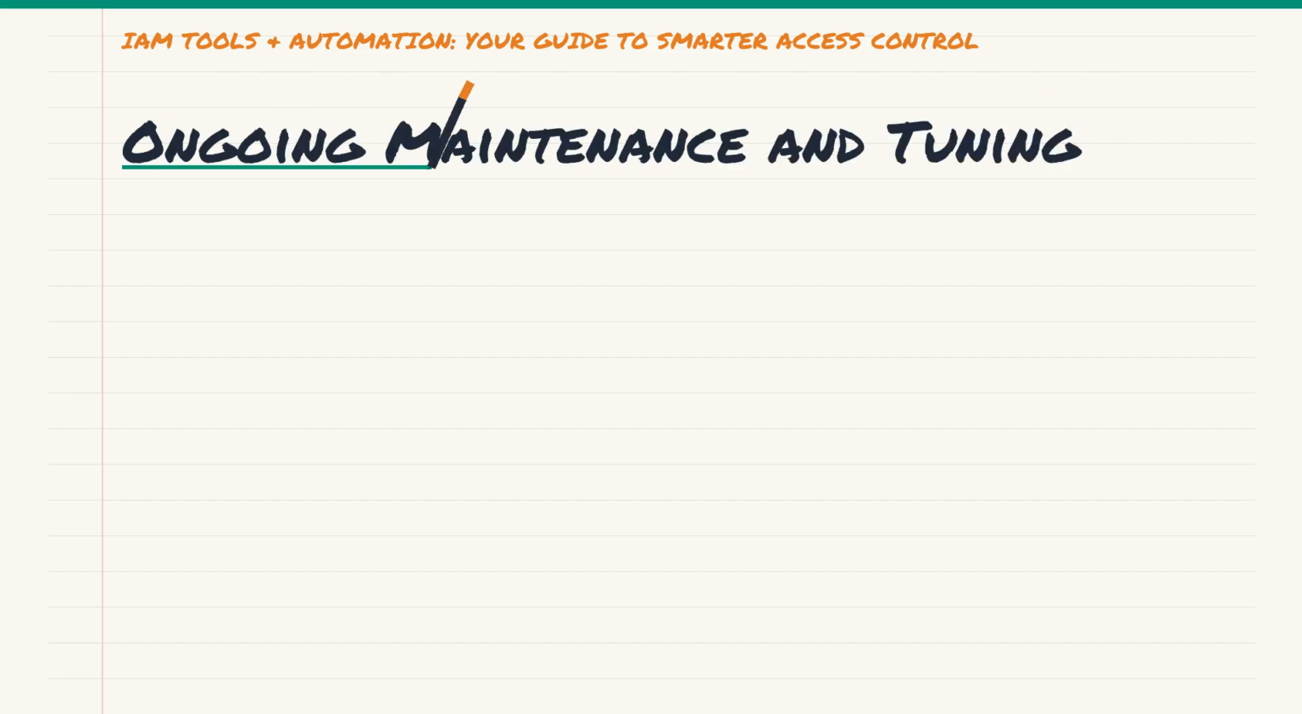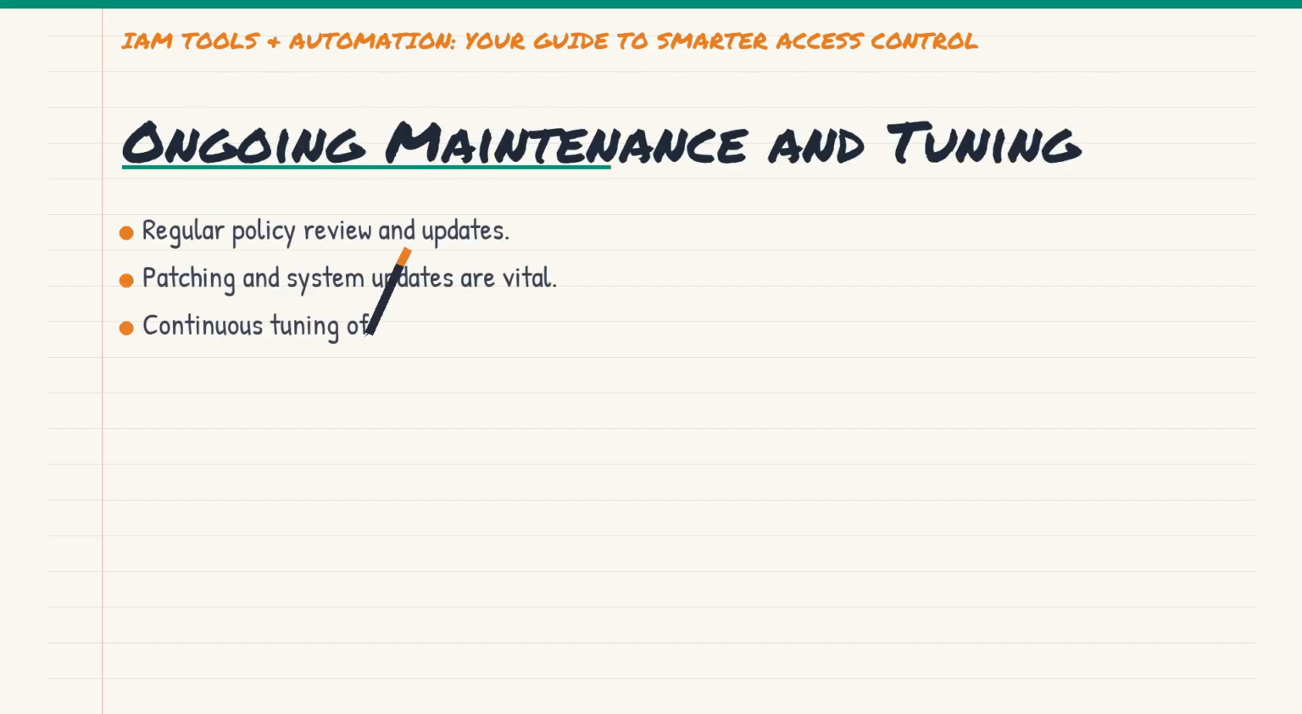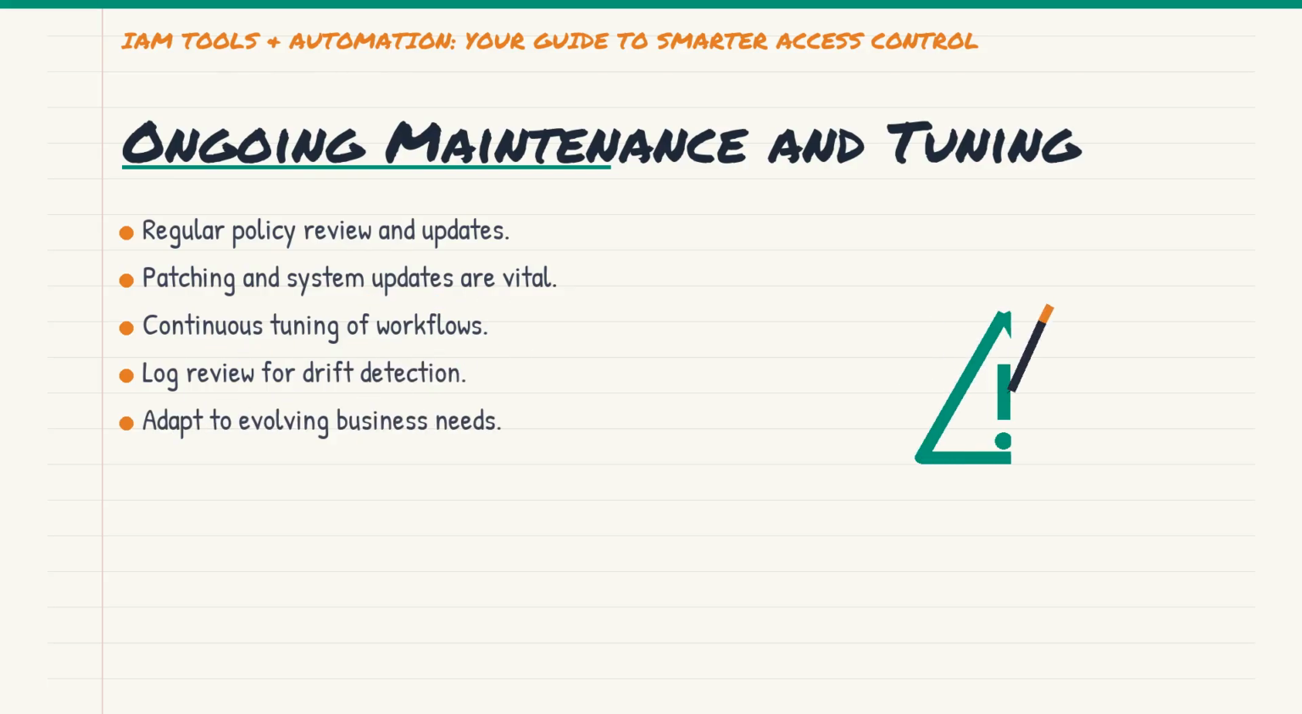IAM tools aren't set it and forget it. As your organization evolves, so should your IAM configurations. New applications come online, roles change, threats evolve. You need a process for ongoing maintenance, regular tuning of policies, updates, and patching. Think of it like maintaining a complex vehicle. Regular oil changes, tire rotations, and tune-ups are essential to keep it running smoothly and reliably. This also includes regularly reviewing logs and alerts generated by your IAM tools to catch drifts or potential issues early.